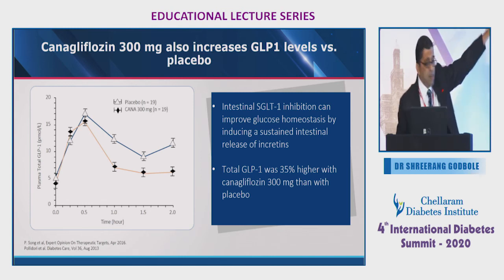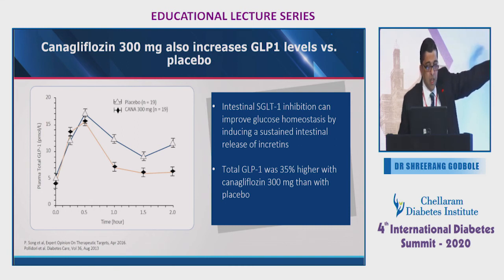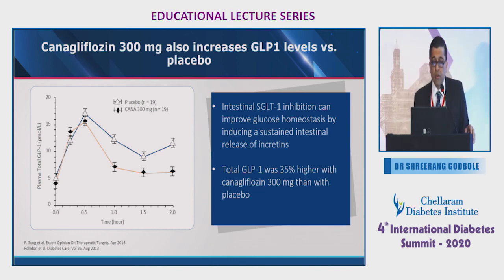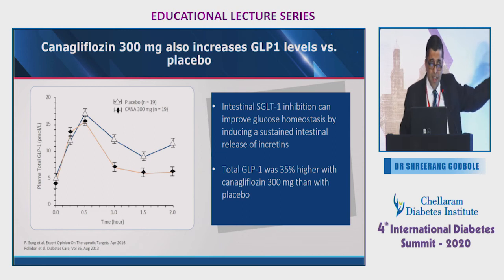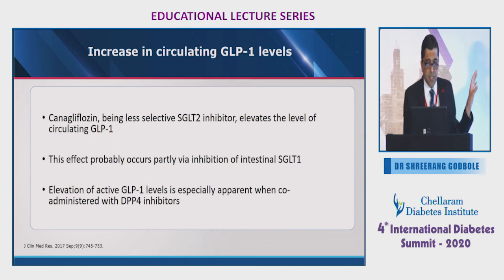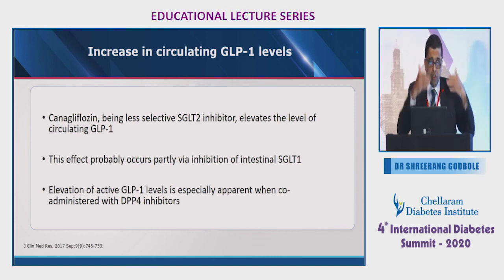But still, with Canagliflozin 300 milligrams, shown in black, those dark diamonds, versus the triangles, which is the placebo, you find that the total GLP-1, mind you, is 35% higher compared to placebo in the first 2 hours. So you get an increase in GLP-1 when you use Canagliflozin 300 milligrams. Canagliflozin being less selective, it elevates the level of circulating GLP-1, and that effect occurs by inhibition of intestinal SGLT1. In fact, if you combine Cana 300 and a DPP-4 inhibitor, you will get a further elevation of the active GLP-1.